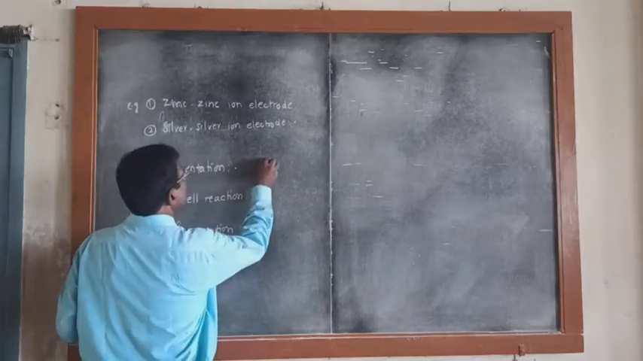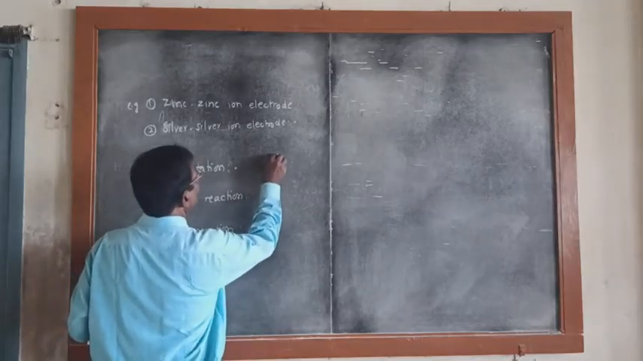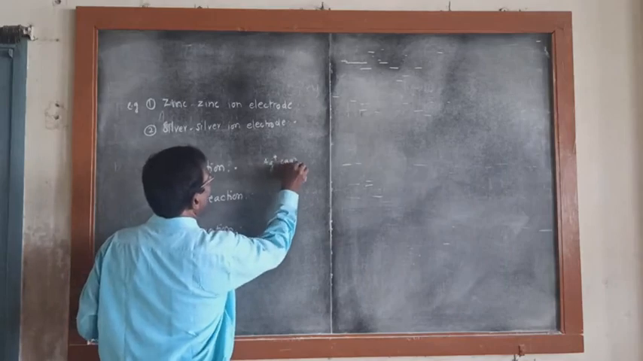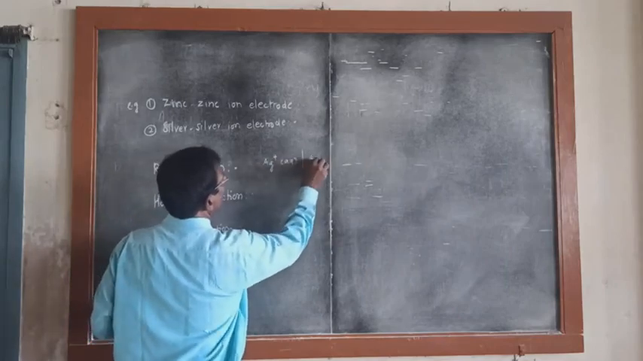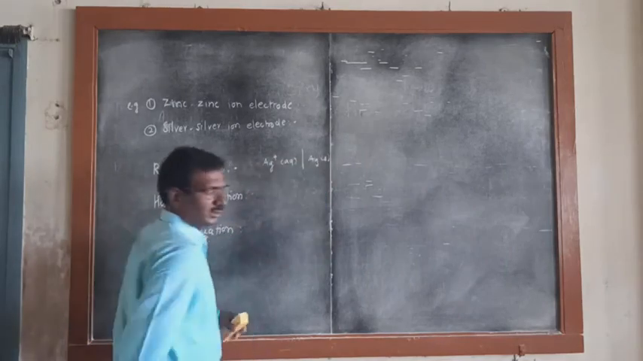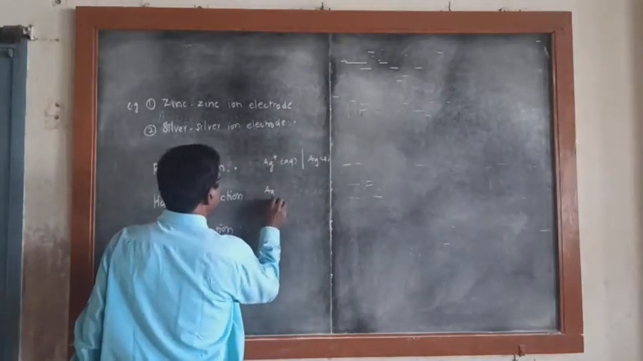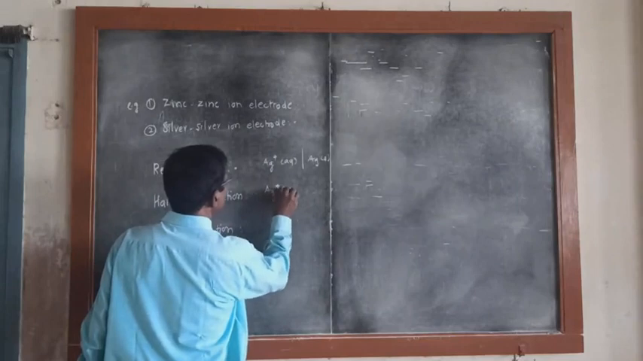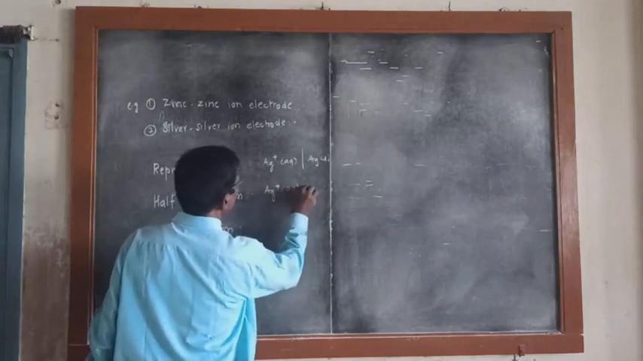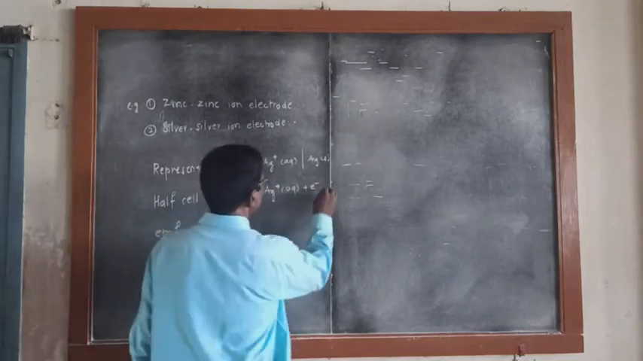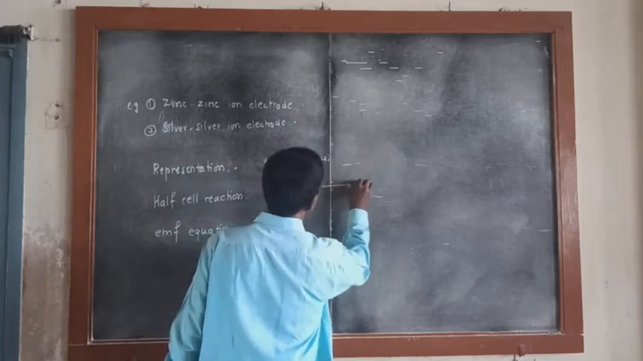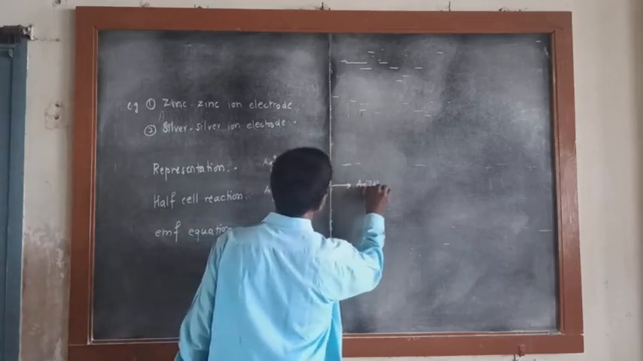Then silver ions in aqueous state, silver metal. Then Ag half cell reaction is Ag+ ions plus electrons. This is the reduction cell reaction. Ag solid.